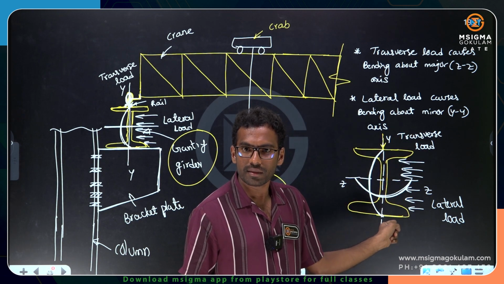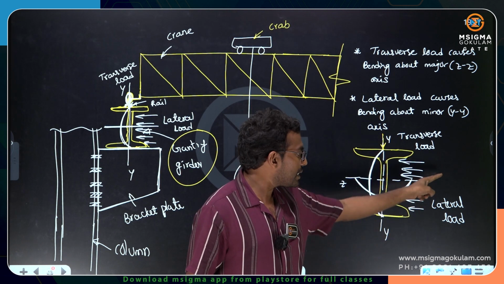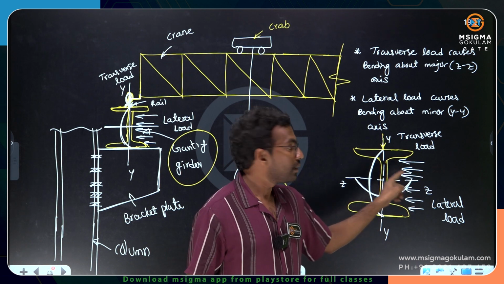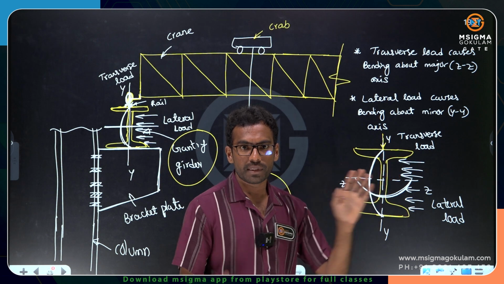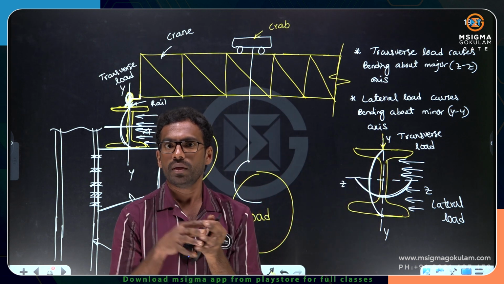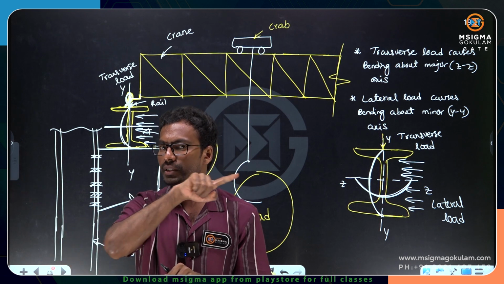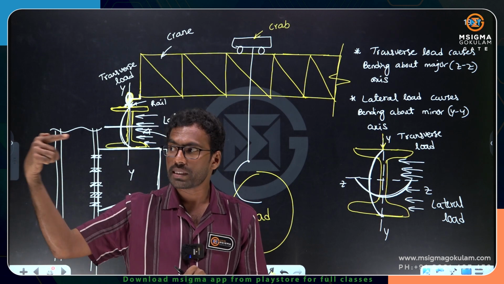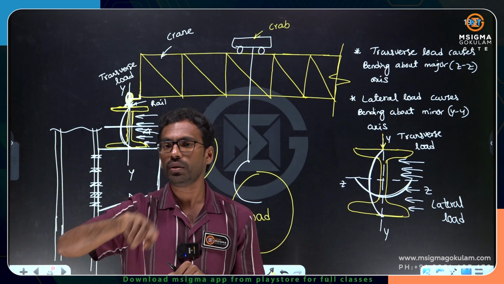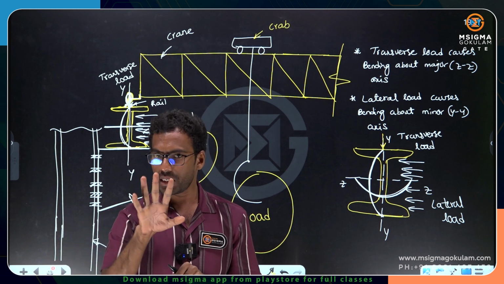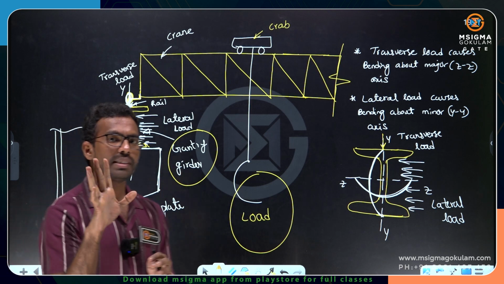Lateral load causes bending about YY axis. Therefore, to resist lateral load effectively, the section should have more moment of inertia about YY axis. This is the very simple logic you have to understand. To resist transverse load effectively, the section should have more moment of inertia about ZZ axis. To resist lateral loads effectively, the section should have more moment of inertia about YY axis. Is it clear to everyone? If you have this much clarity, you can choose the section comfortably.